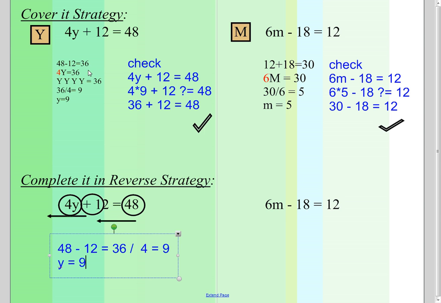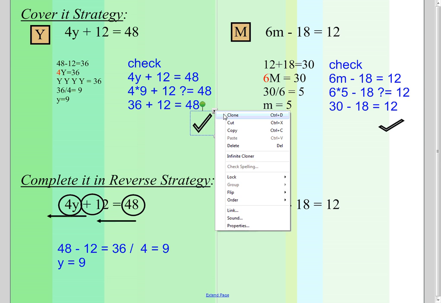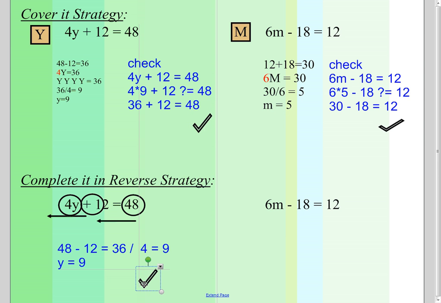As you can see, it's basically the same thing as above with the cover-up strategy, only it's just a different way of getting there, a different strategy or approach to how to get to the divide by 4. I could go through the check stage, but since we've already done this one, we already know 4y plus 12 is 48. 4 times 9 is 36, plus 12 is 48, so I know it checks off again. So I can check this one off.